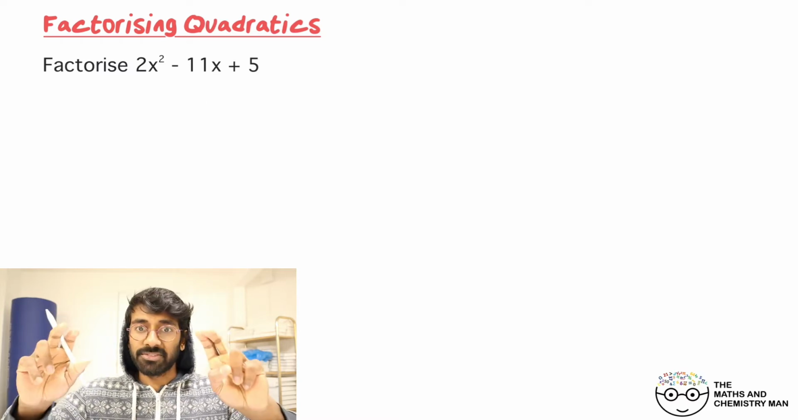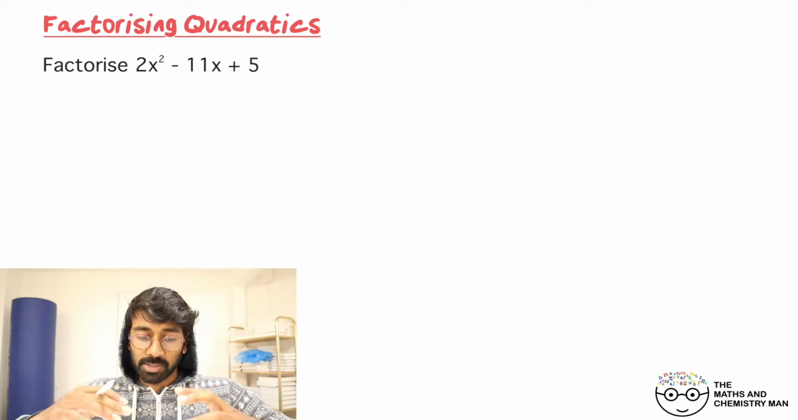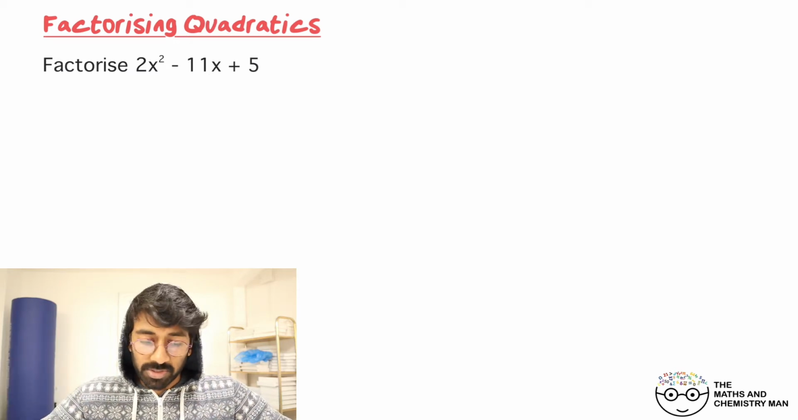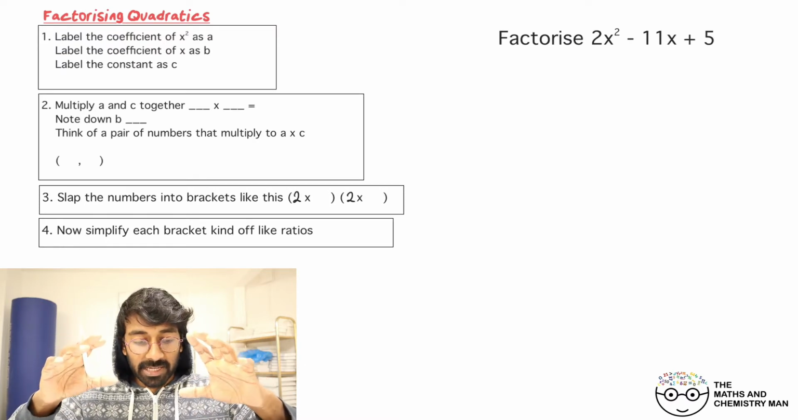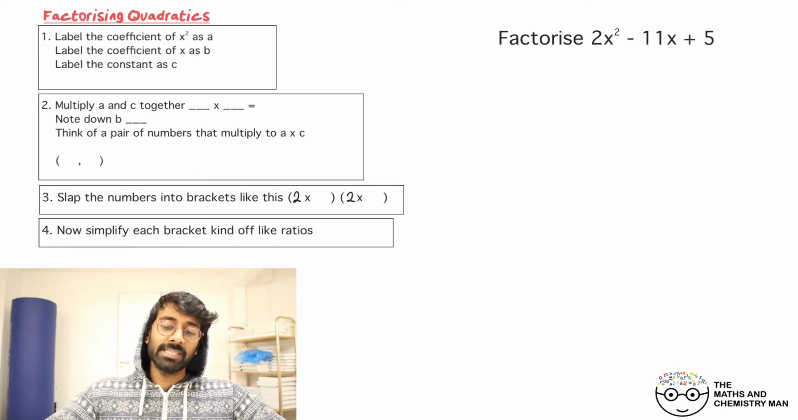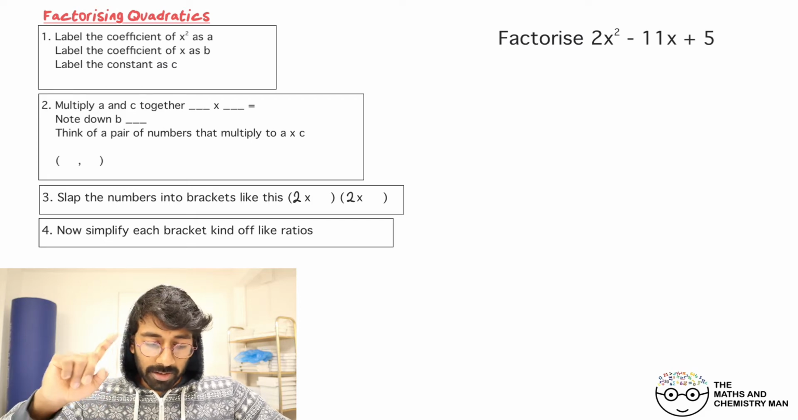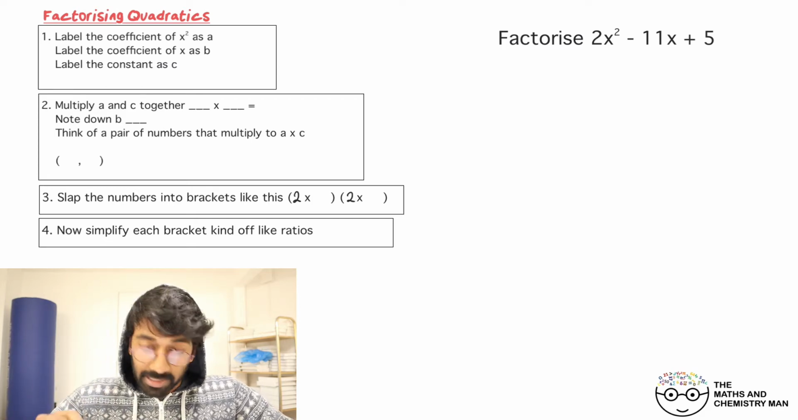So the ones that are a bit more difficult, where you've got a number in front of the x squared, so where the coefficient is bigger than 1, right? Now, this method is not the method that you're going to learn at school, right? This is a little secret one, so keep this one quiet. Now, let's get through it.